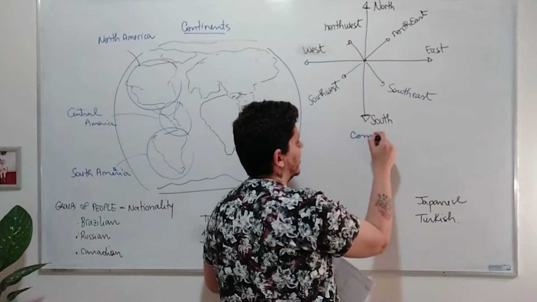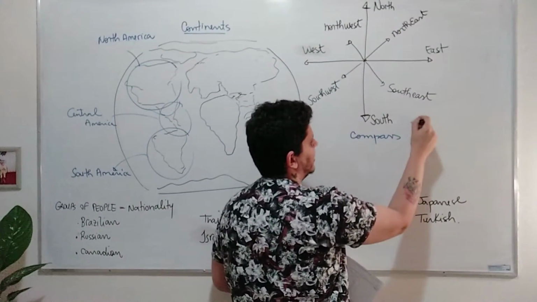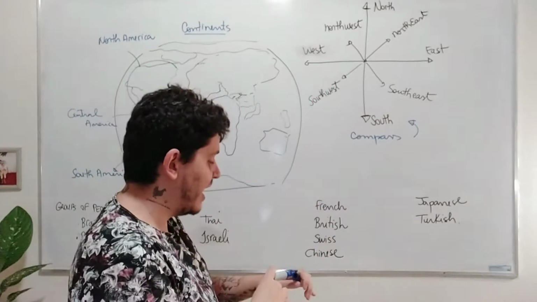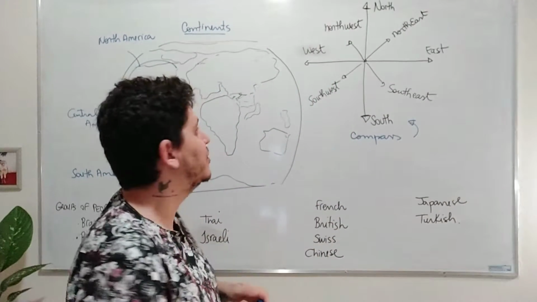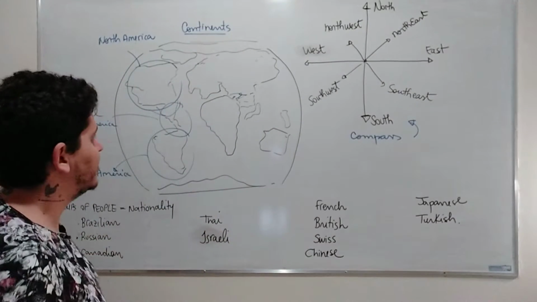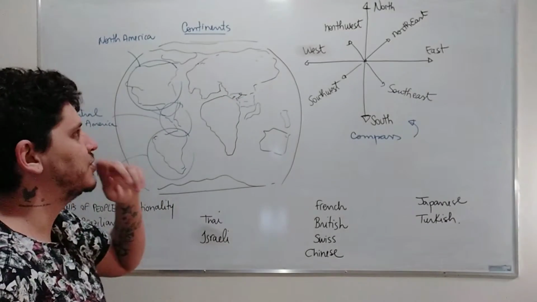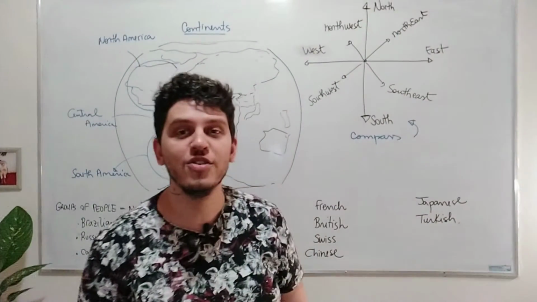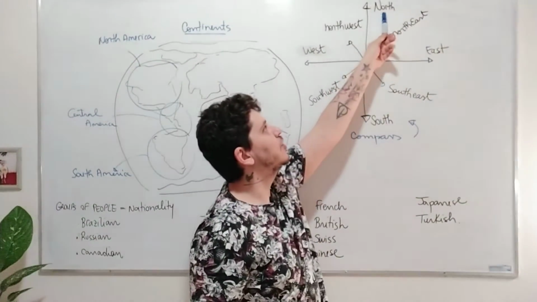We call it a compass. This is a compass. It shows you where North is, where South is. And I want to repeat this with you before continuing with the map, because probably we will use those terms. So repeat after me: North, North, North.